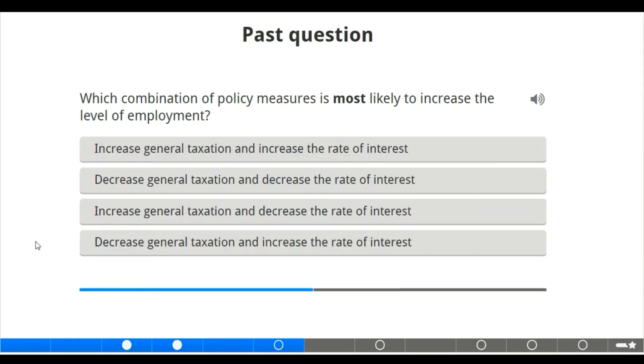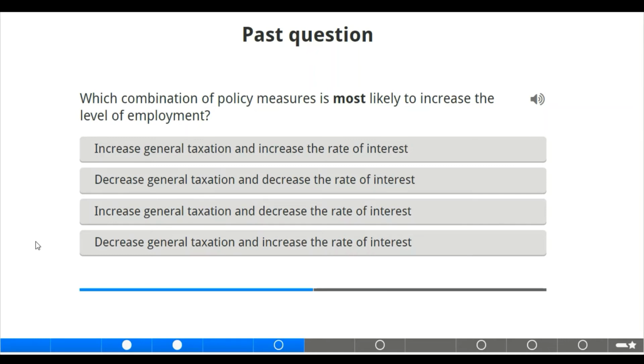Moving to the next slide, we have one past question here related to what we have said earlier. Which combination of policy measures is most likely to increase the level of employment? Of course, we have not said this earlier, but you're supposed to guess the policy that is the answer here. We have talked about fiscal policy, monetary policy, and supply side policy. Now let us check out our options here.